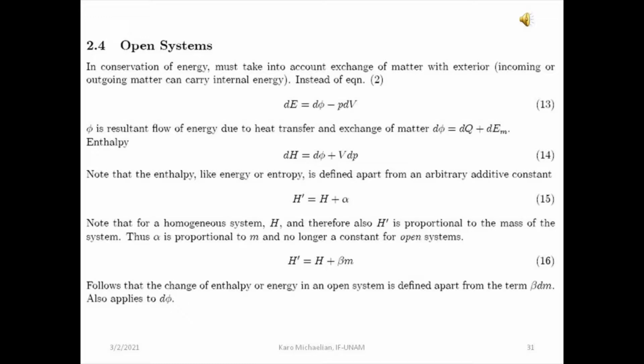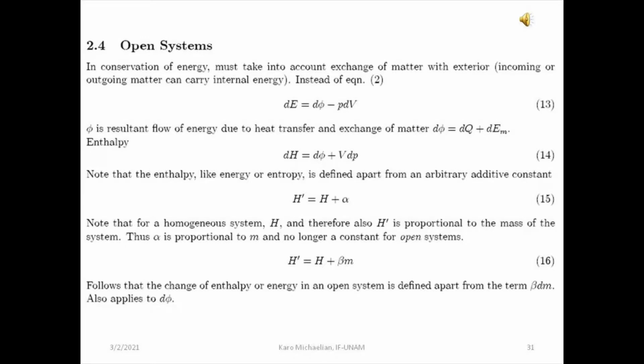That means it doesn't matter where we put the coordinate energy equal to 0. What is important in physics is the differences, the changes in energy, and not the absolute value of the energy. And so that is also the case for the enthalpy. The enthalpy, just like energy or entropy, is defined apart from an arbitrary additive constant. So we can signify that by writing h prime is equal to h plus alpha, where alpha is this arbitrary additive constant.